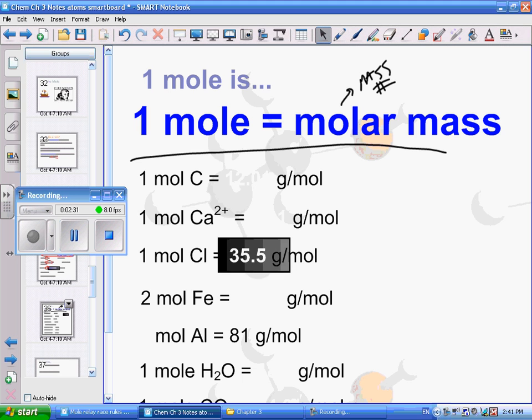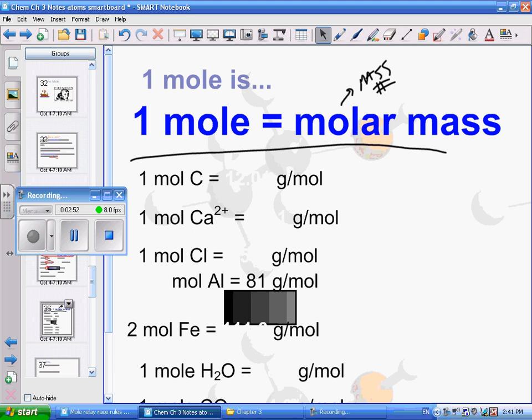Chlorine is 35.5. Now, 2 moles of iron. So you double the molar mass. The molar mass of iron is 55.8, I think. Yes, 55.8. You're going to double that mass. So 55.8 times 2 gives you 111.6, and so on. So if I have 81 grams of aluminum, how many moles is that? That's going to be 3 moles. Okay? 3 times 27 gives you 81. All right, so here's just a little bit of a discussion of what a mole actually is.